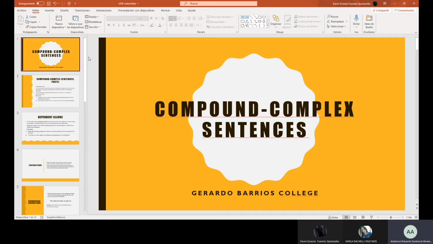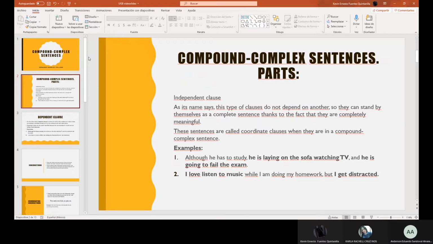Today we are going to talk and explain about the complex sentence parts. I'm going to talk about the independent clause. So we are going to pass to the next slide. Okay, we are going to read the information.